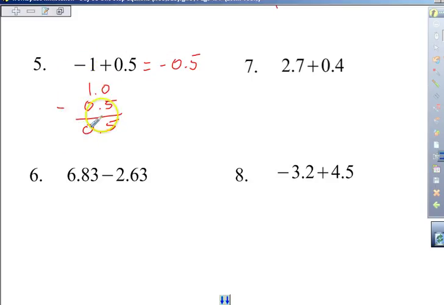Question? Do you have to put 0 in front of it, or can you just put it like that? We need to have the 0 there, yeah.